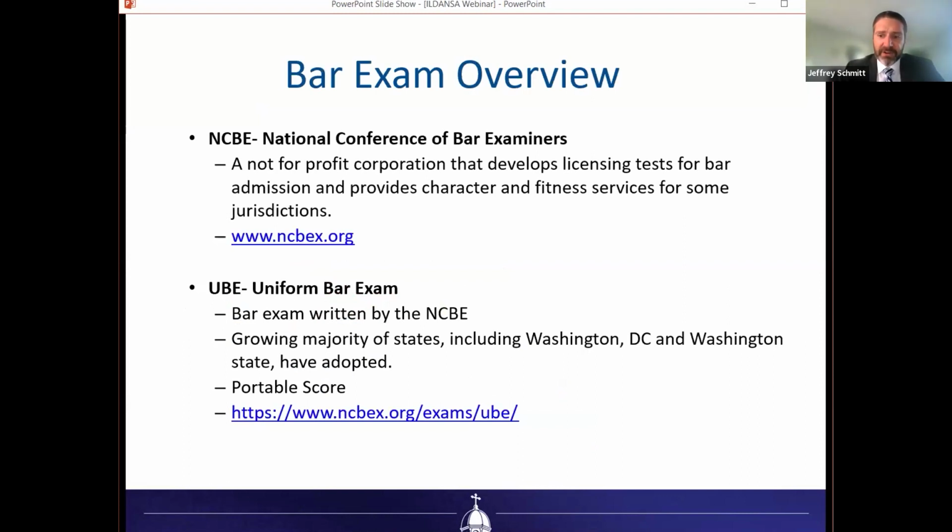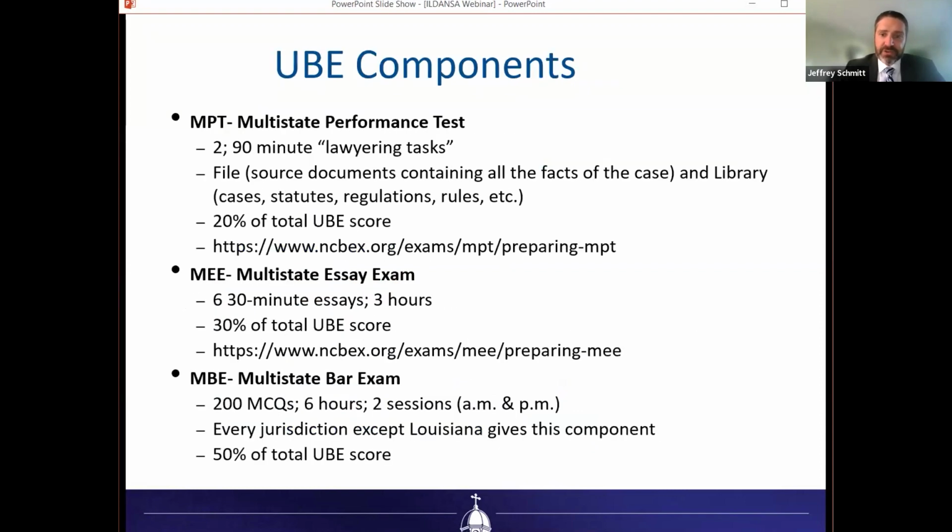Just a little bit of background on the bar exam. The bar exam is created by the National Conference of Bar Examiners. You can get more information, obviously, on the internet. What we have in Washington, D.C. is the uniform bar exam. Most jurisdictions have that. And this is the structure of that UBE, uniform bar exam.